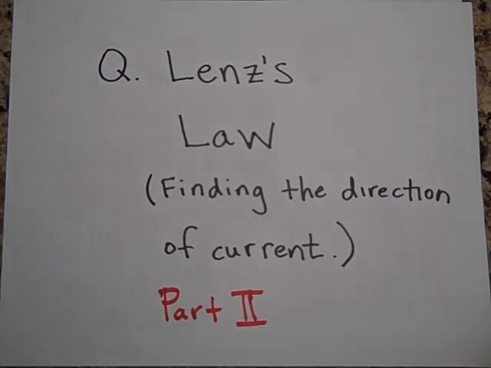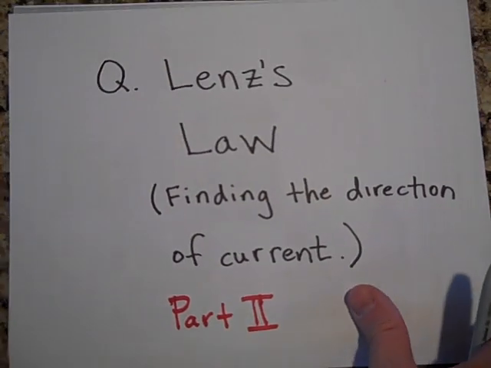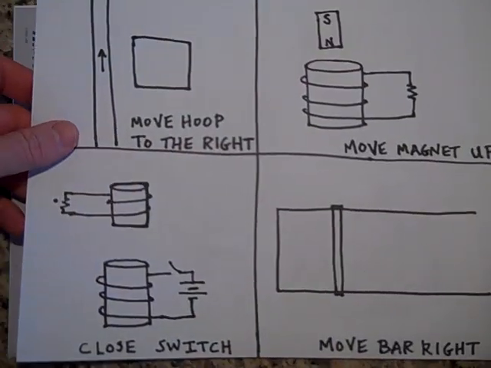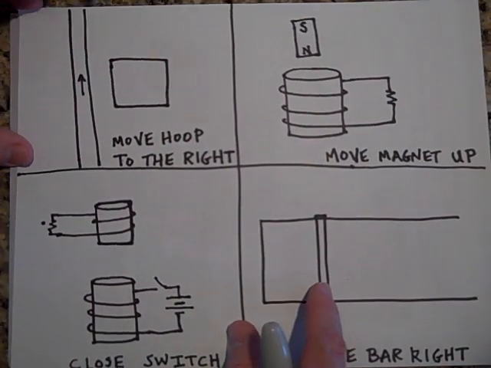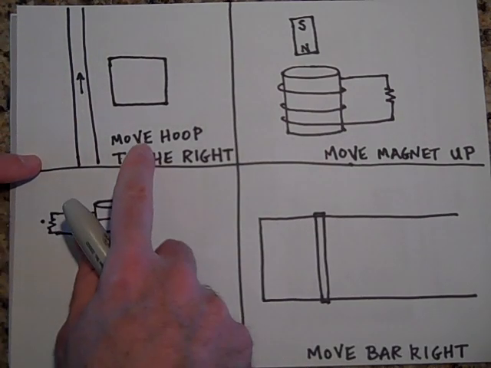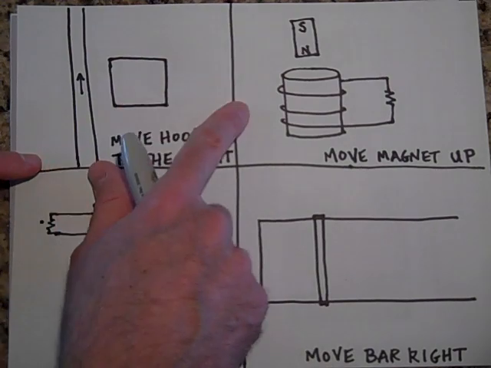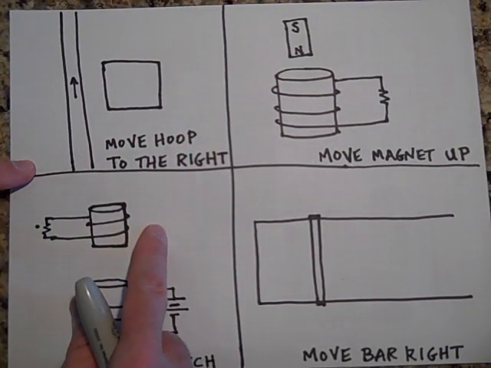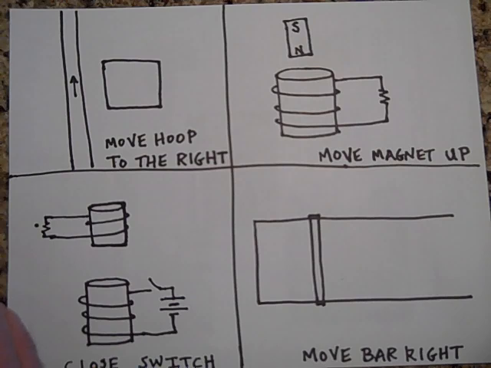Okay, here are just a few more examples of Lenz's law then. Here again we have a wire, current's heading up. Probably should have it head down every once in a while. But if it's heading up and we move this hoop to the right, what's going to happen to the current in here? Will it go left or right?